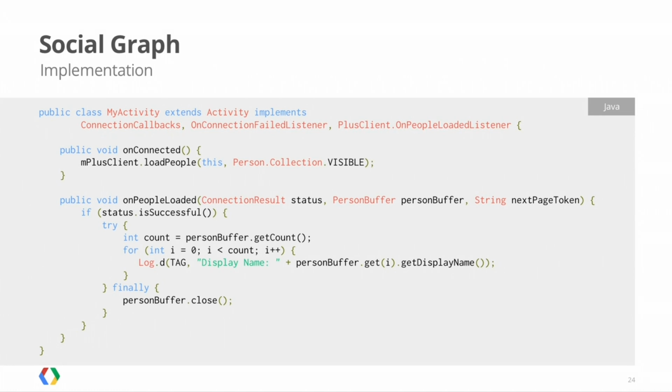Now, a person buffer is a lot like a cursor in terms of efficiency, so it's important that you close it when you're done. So you'll see here that we have the regular try finally block that you'd expect from a cursor, where we close the cursor in the finally. It's better than a cursor, though, because you get actual native typed access to the data inside it. So you can iterate through these people, and they're just exposed as a person model object. So you can get their display name and their image in a very natural Java way.